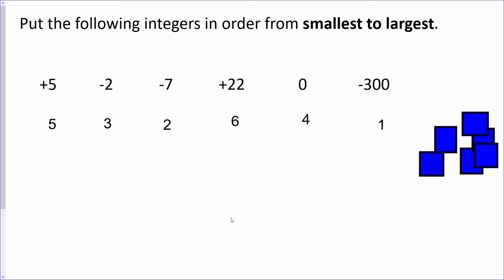But just remember that for negative numbers, it in a sense works the opposite way. So it's whatever would come first on that number line and then increasing, as long as you're going smallest to largest. If it was largest to smallest, you do the opposite.